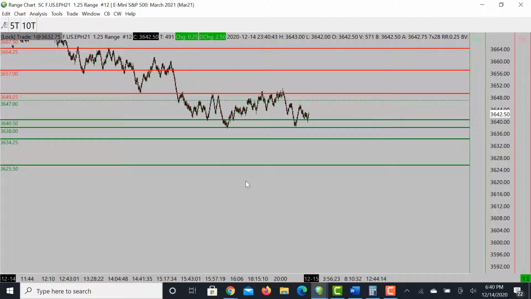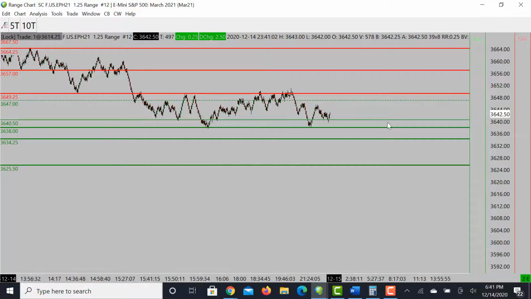Also, I switched over. I am on the March contract. If any of you are wondering if it looks different, I'm on the March contract already, not on the December one.